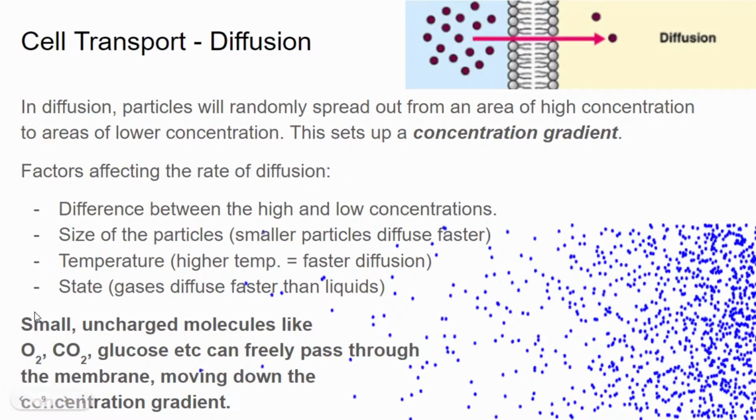Small uncharged molecules, things like oxygen, carbon dioxide, glucose, are able to freely pass through the plasma membrane. Okay, and they do so by moving down a concentration gradient, so from an area of high concentration to an area of low concentration. An example of this would be if there was a low amount of carbon dioxide inside our cell, but outside the cell there was a lot of carbon dioxide, we would have our carbon dioxide molecules easily diffusing, passing through our membrane to the inside of our cell. And that would continue randomly until there was an even concentration, or equal concentration, of carbon dioxide inside the cell with outside the cell.